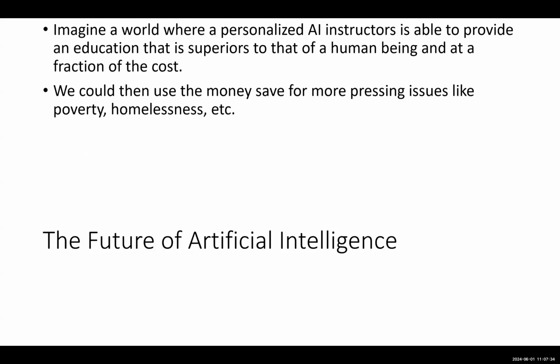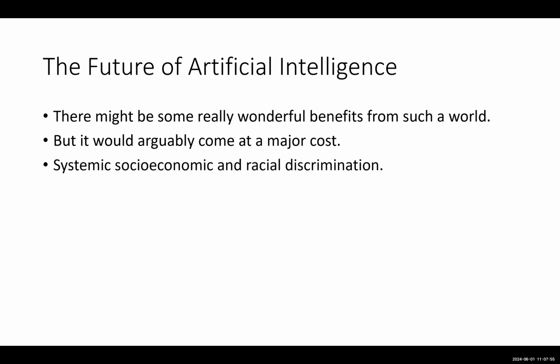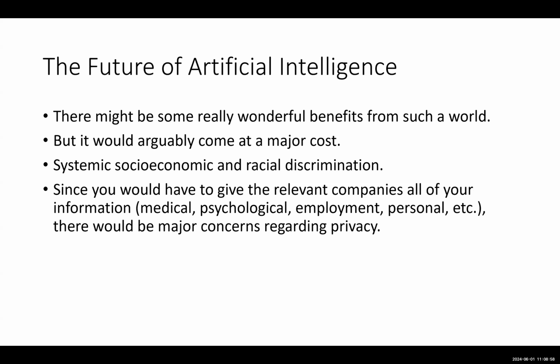So I think it's fair to say that there are clearly many advantages that would come from using generative artificial intelligence. There might be some really wonderful benefits for this sort of world, but it would arguably come at a very high cost. When we consider the kind of systemic, socioeconomic, and racial discrimination that currently exists in our own society, and then imagine what happens when you introduce generative AI into the society, it would probably do more to harm the society than benefit it. Likely, only those who can really afford that kind of education would benefit from it, and everybody else would fall by the wayside.